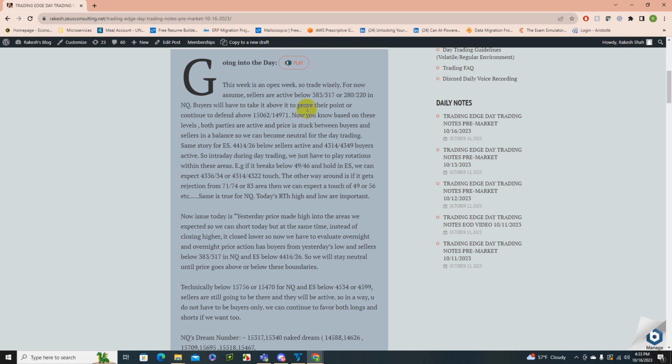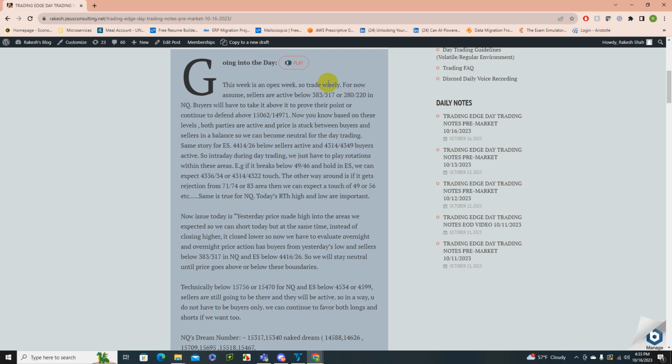For now, assume sellers are active below 383, 317. Now you can see 317. How many times did price touch there and come back down? So it is important. It's a lower border. Or 280, 220 in NQ. Now you can also see 280, 220. How many times did NQ bounce from 280, 220? So now you understand, right?